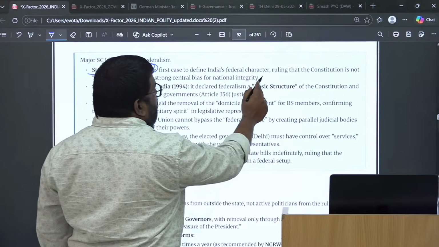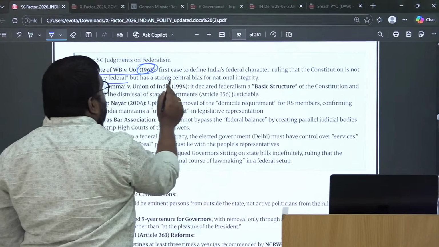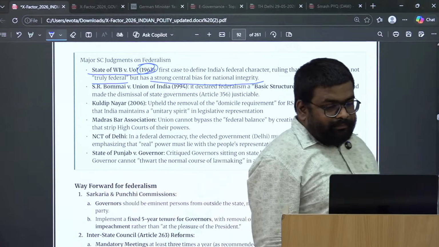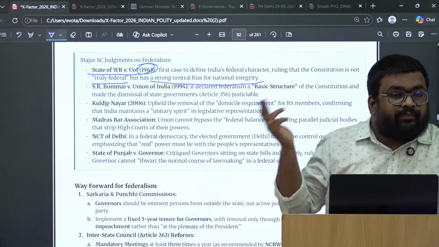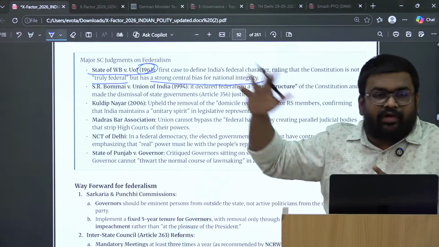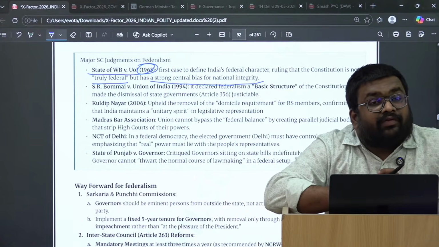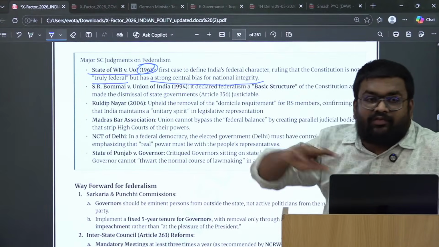First case to define federal character and held that the constitution is not truly federal but has a strong central bias for national integrity. तो जब यूनिटरी फीचर्स का question आएगा, so now think where you can utilize this. So wherever you have to highlight the unitary features of the constitution, okay, there you can use this judgment.